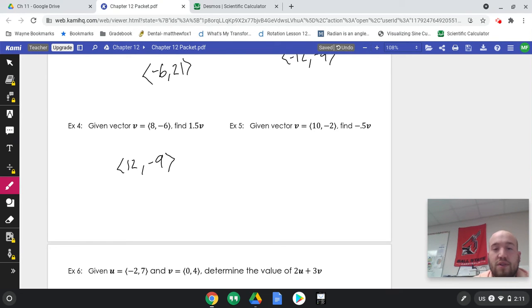Now this last one on the front side, we're just taking 0.5 of each of those. So 10 times 0.5 is 5. Negative 2 times 0.5 is negative 1.